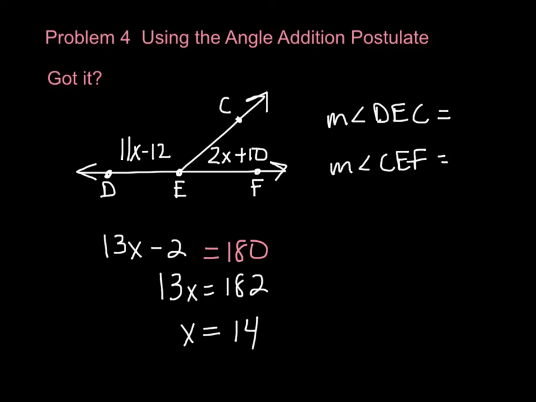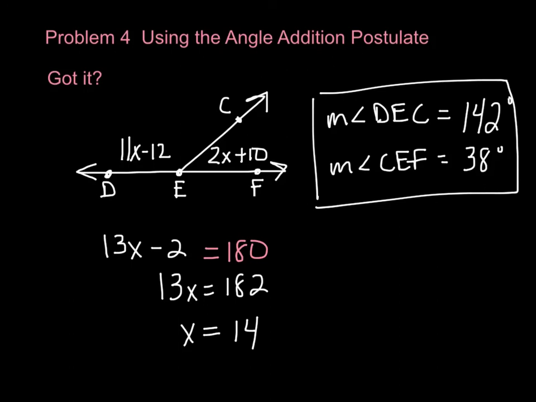Now we're not done. We've got to plug them in to get the measures of those angles. So 11 times 14 is 154. And then we subtract 12. So that gives us the measure here of 142. CEF is 14 times 2. That'd be 28 plus 10, which is 38 degrees. And so your answers will be 142 degrees and 38 degrees. Does it make sense? Absolutely. This is an obtuse angle. This one is an acute angle, and those angles match. If you added them together, you would get 180 degrees, which is the straight angle.